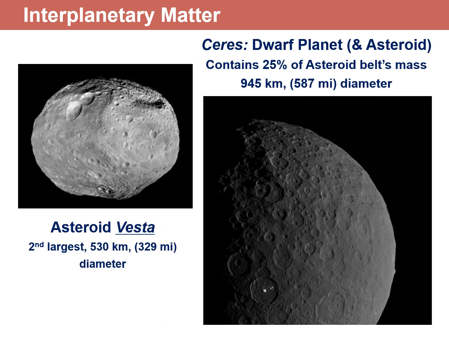Let's look at here. The largest of the asteroids is actually a dwarf planet. Here is the dwarf planet Ceres. Ceres is actually the largest object in the asteroid belt. It contains 25% of the mass of the asteroid belt. It's just under 600 miles in diameter.